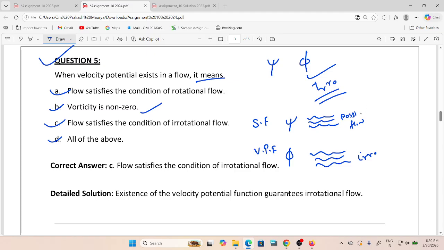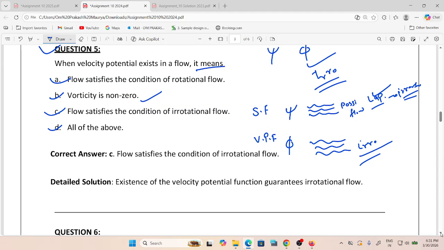And if this possible flow satisfies the Laplace, then it is irrotational. Means for checking whether your flow is irrotational or not, you have two steps. You have to check also the Laplace. But here if phi exists, then your flow is irrotational. If the flow is irrotational, then your phi will exist. So remember. So for this question, option C is correct. The flow satisfies the condition of irrotational flow.